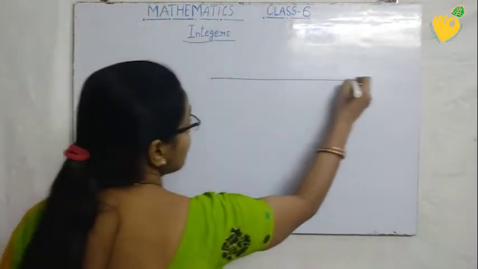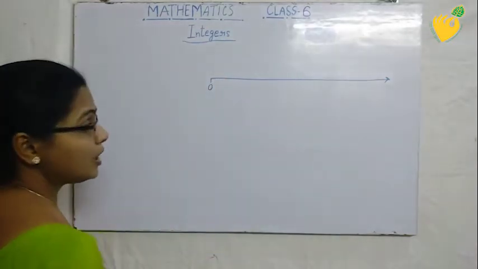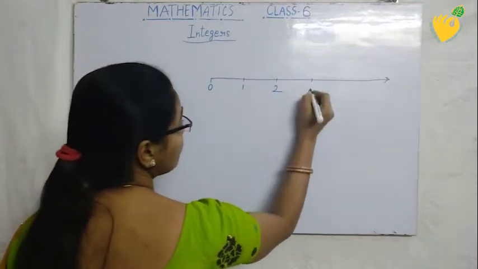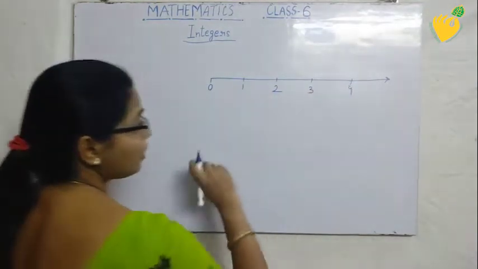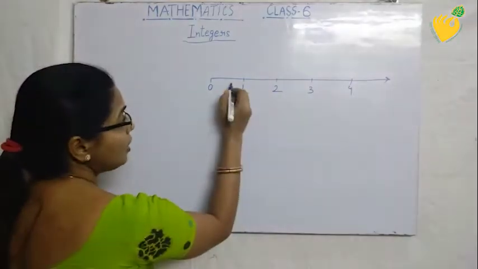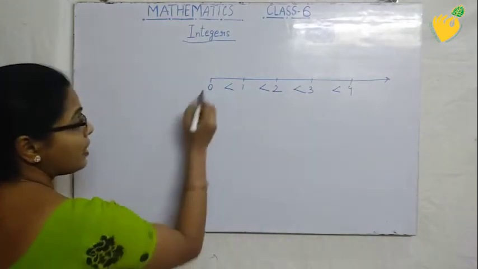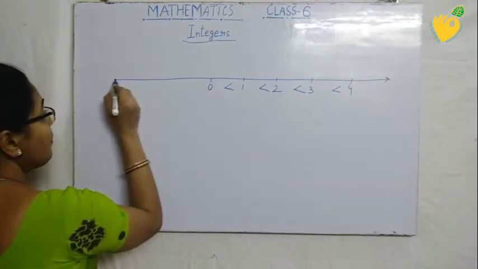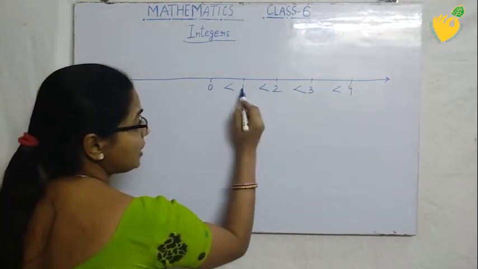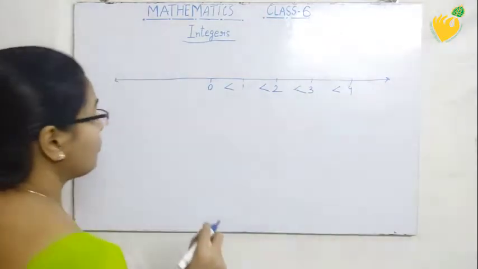So students, we already know the concept of whole numbers on the number line. What is that? 0, 1, 2, 3, 4 and so on. We all know as we move away from the 0, the numbers are increasing. Increasing means that 1 is greater than 0, 2 is greater than 1, 3 is greater than 2, 4 is greater than 3 and so on.